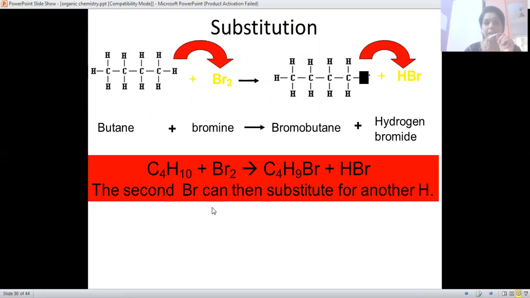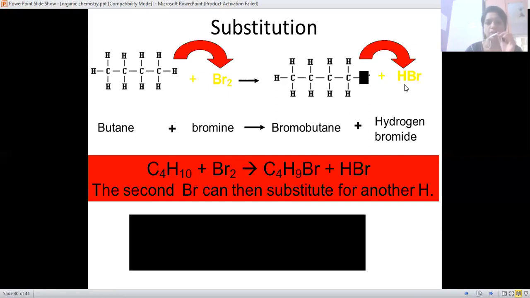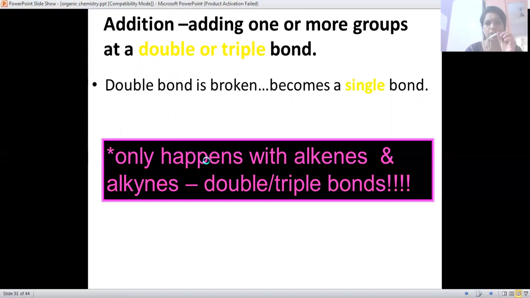If the structure gets condensed in this way, the second bromide can be substituted for another H. This one, and it goes to here. So it is a simple substitution reaction. You can take any one here: ethane, propane, butane, and bromine chloride. Anything you can condense with the general formula.